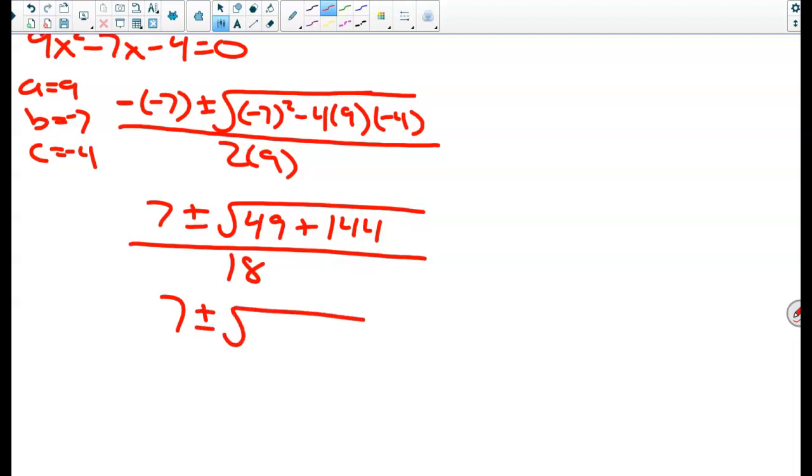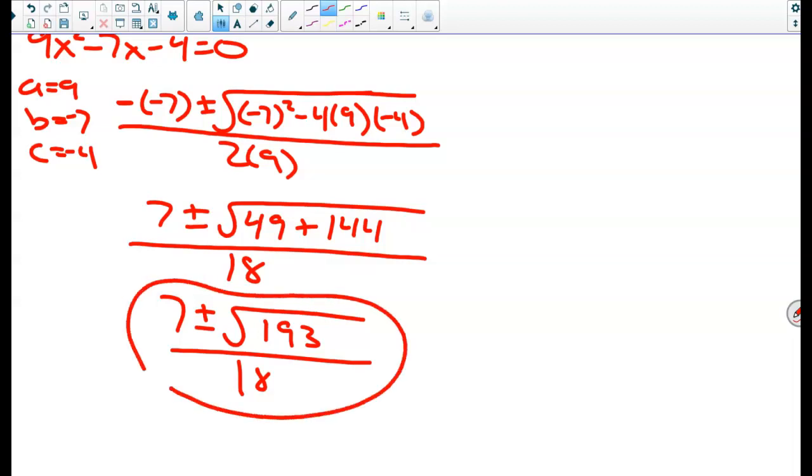7 plus or minus the square root of 49 plus 144, I believe, is 193. And I don't think we can simplify 193. I don't think 7 goes into it, 5 doesn't go into it, 3 doesn't go into it. So if you can't simplify, you just leave it. And that's your answer.